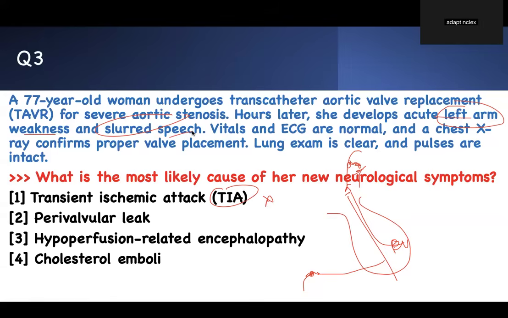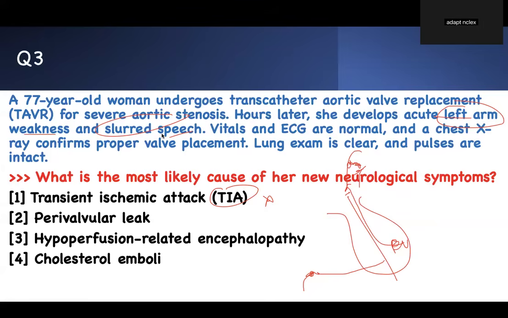Valvular leak. That means the valve basically starts leaking, is not holding its pressures, so it's leaking. This will lead to a murmur. You have different heart murmurs, right? There's nothing in the question telling you I have a new heart murmur that I have to worry about. Hypoperfusion-related encephalopathy. Encephalopathy, you know, is a global neurological problem. The patient will be confused. He will have all the things associated with encephalopathy. There's nothing in the question telling you. The perfusion is good, his vital signs are fine. There's nothing that you need to worry about. His pulses are intact. That means he's getting perfusion.